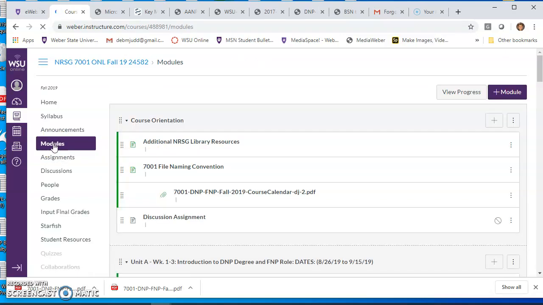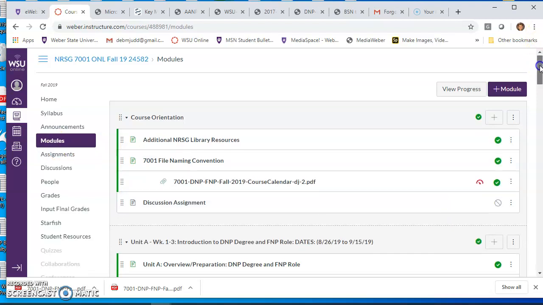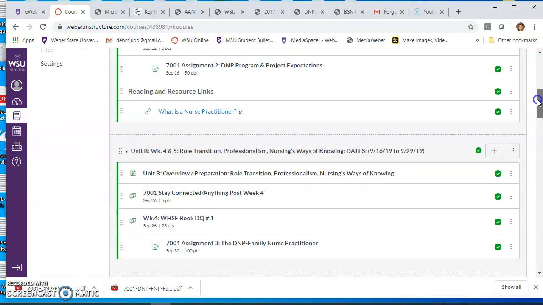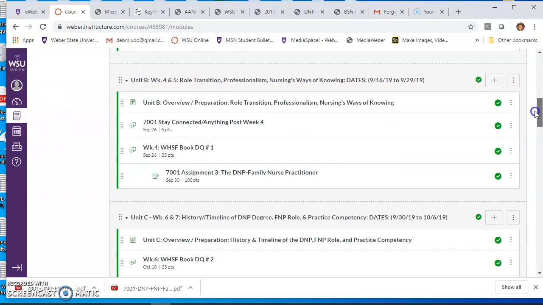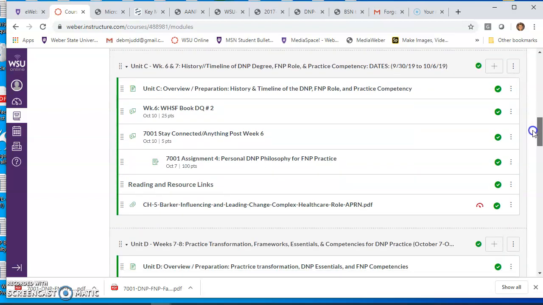If we go back to the modules page, you will find that it's organized in different sections throughout the course. The first Unit A is 3 weeks long, and during that time we'll be talking about the DNP degree and the FNP role. As you move on down through this course, you'll see we'll talk about role transition, professionalism, how nurses know what they know, a little bit about a history and timeline of the DNP degree, the FNP role, and the practice competencies associated with that.